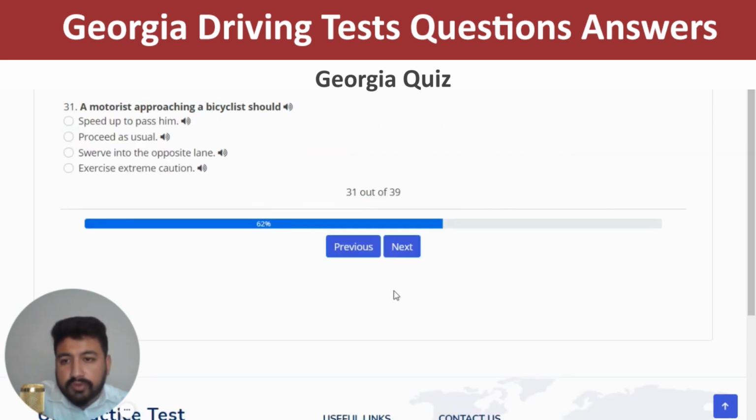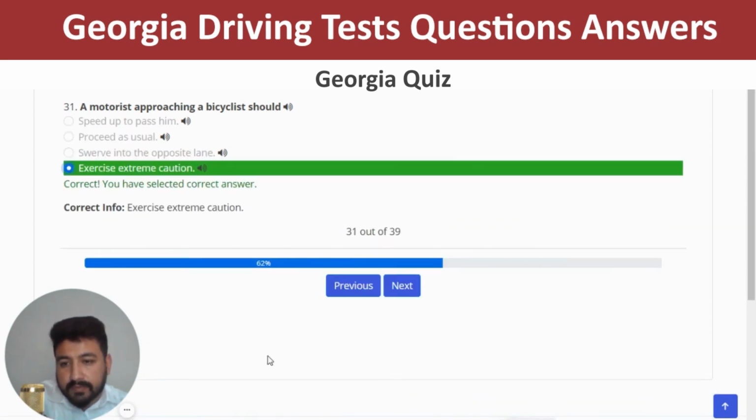And next. A motorist approaching a bicyclist should. The right answer is exercise extreme caution. So I'm going to click on the last option and next.